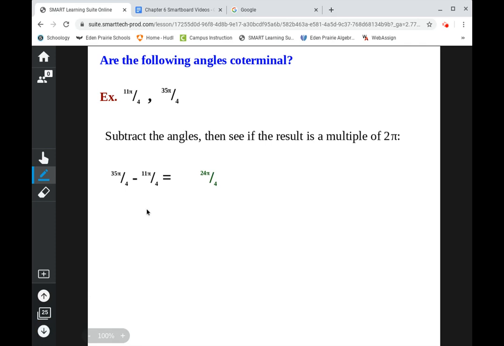Second method, I could just subtract the angles and then see if the result is a multiple of 2 pi. I take 35 pi over 4, that's the bigger angle, and subtract 11 pi over 4, and I get 24 pi over 4. Well, guess what? 8 pi over 4, if you divide that, is 2 pi. Or if you take 8 pi over 4, multiply it by 3, I get back to 24 pi over 4. So yes, it is a multiple of 2 pi. So basically, if you subtract and then you can simplify all the way down to a multiple of 2 pi, then yes, they are coterminal angles. Again, remember your definition of coterminal.